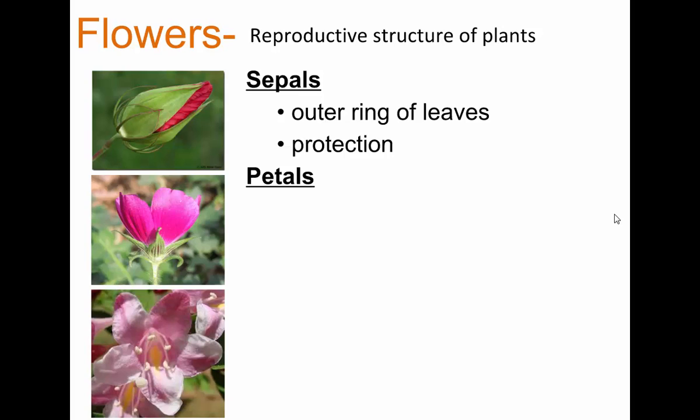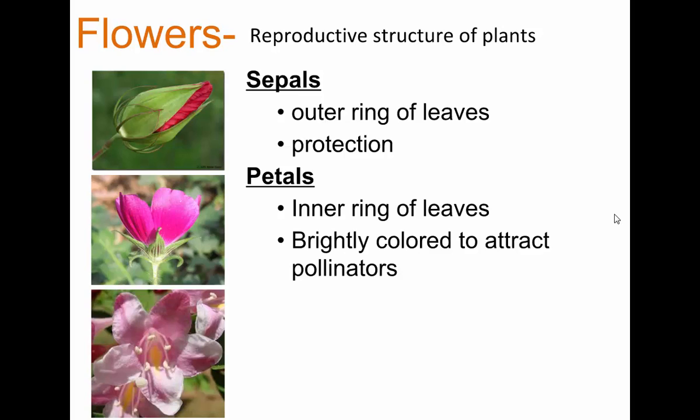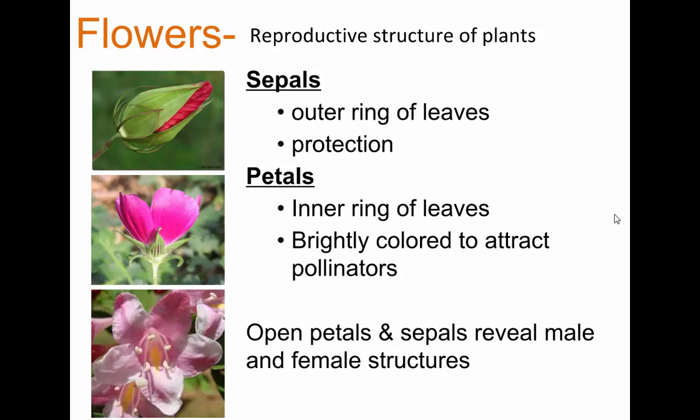Then as it opens, the petals become exposed. Petals' purpose is to attract pollinators. We'll talk a lot about pollinators today, to the flowers, to advertise where the pollinators should go. And then as the flower fully opens, it exposes the male and female reproductive structures, the stamens and the pistil, so that pollination can happen.